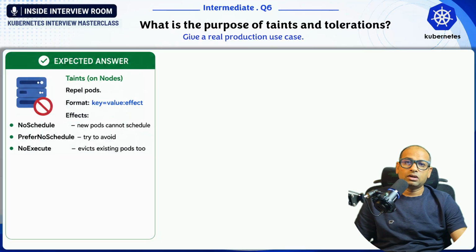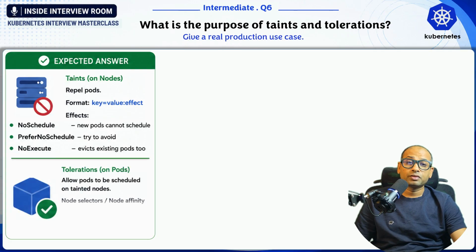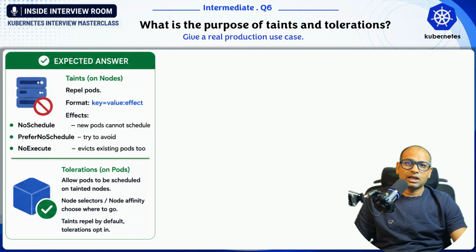PreferNoSchedule, try to avoid. NoExecute, evicts existing pods. Tolerations are on pods. Just remember this difference: taints on nodes, tolerations on pods. They allow pods to be scheduled on tainted nodes. Node selectors and node affinity choose where to go. Taints repel by default, toleration opts in.